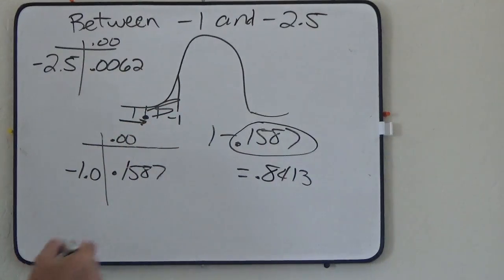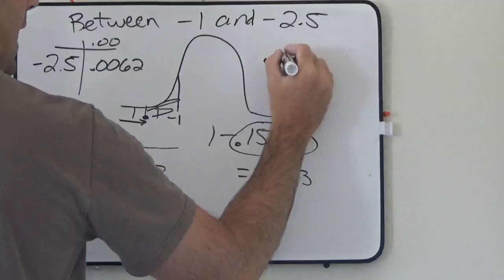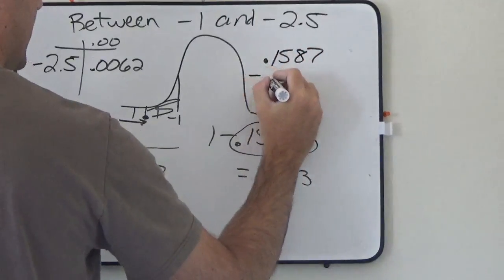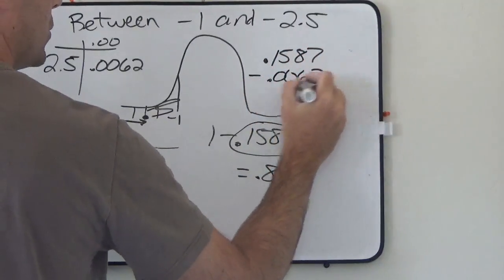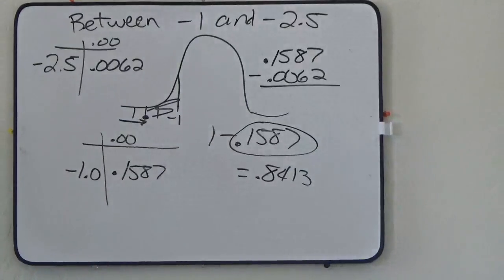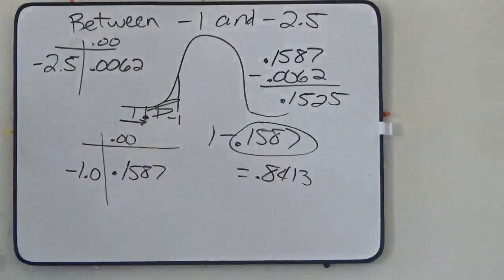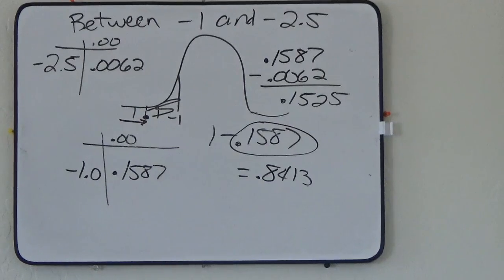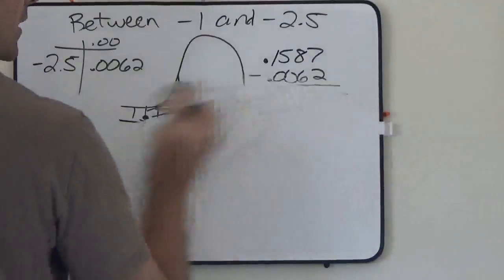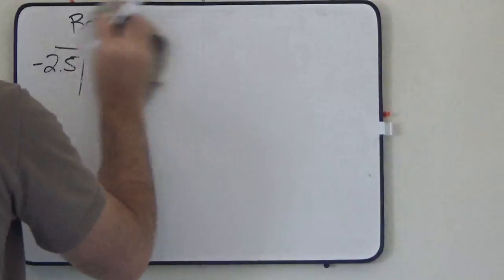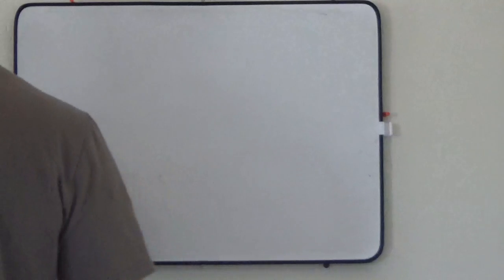So we're going to subtract 0.1587 minus 0.0062, and that area in between them is 0.1525. And that's it. That's the area in between 2 points. Now let me show you some notation on how you're going to see some of these problems explained. Okay? I'm going to explain them to you.